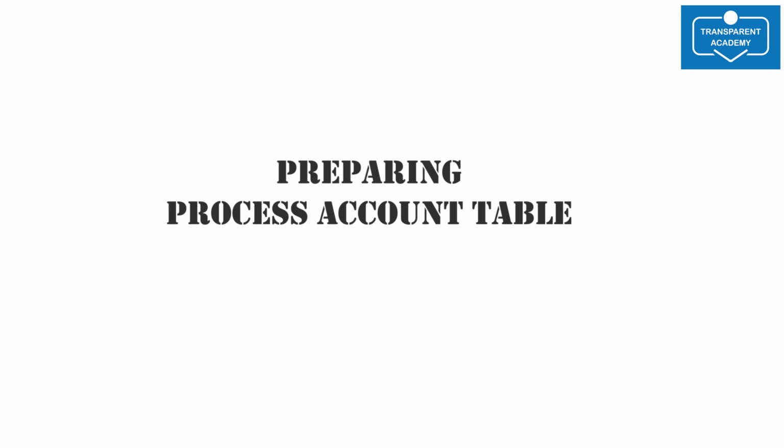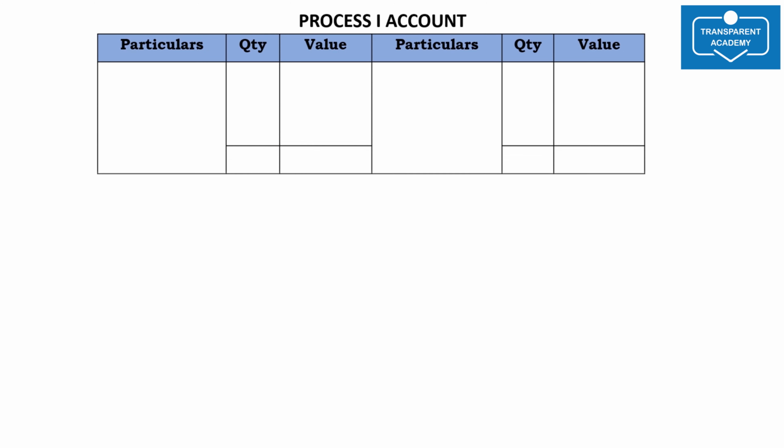I am sure you are pretty familiar with drawing ledgers in financial accounting. As you see, the process account looks very similar to that. The only addition is there is a separate column for recording the quantity of input and output. This column helps us to keep track of the quantity related particulars for costing purpose.